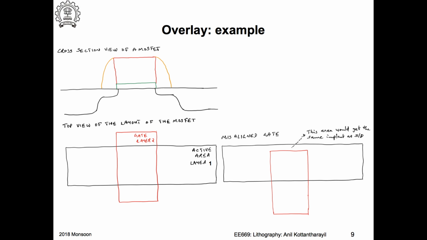So I need to do a lithography. That is the layer 2 in this example. I don't have a red chalk here, but we will. So it looks like this. So this is my gate, the layer 2.